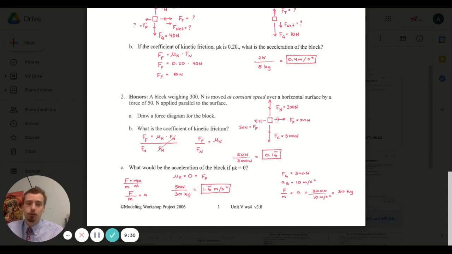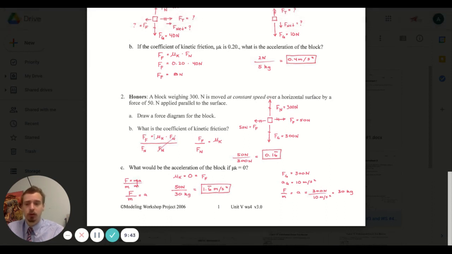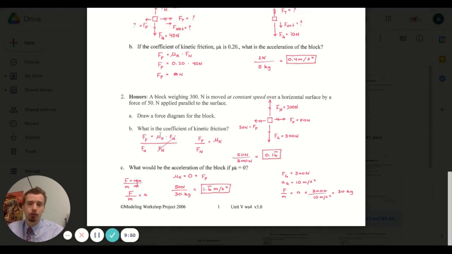They tell you the force pushing forward is 50. And again, constant speed, so I know the force friction going back on the object has to also be 50. So I'm going to rearrange my force friction formula: force friction equals the coefficient of friction times the normal force, and then force friction divided by force normal will give you your coefficient of friction. My force friction was 50. My force normal was 300. So my coefficient of friction is 0.16 repeating.